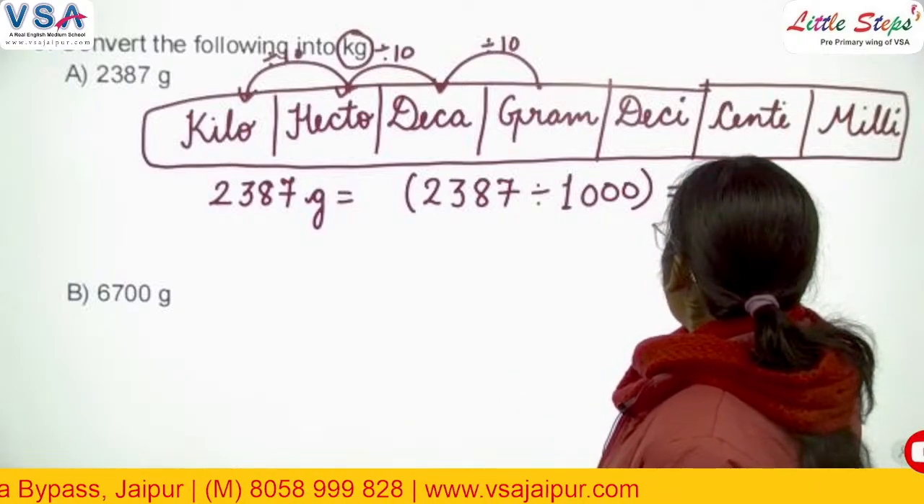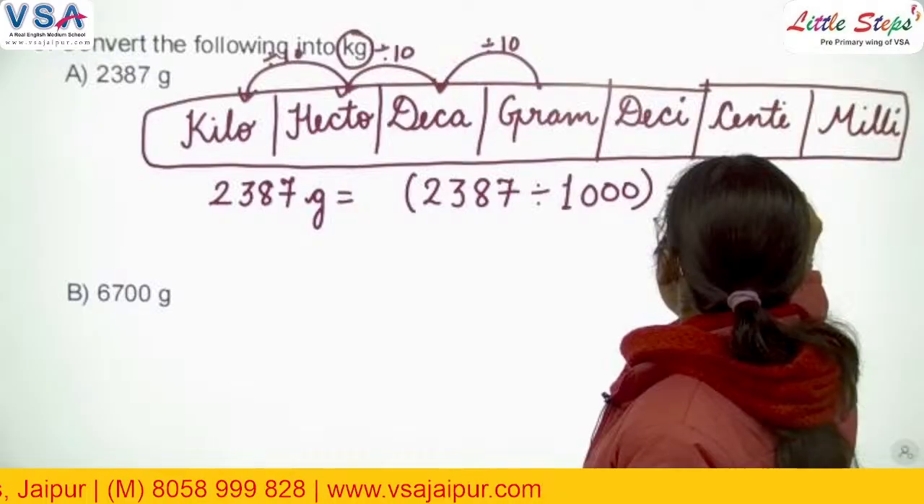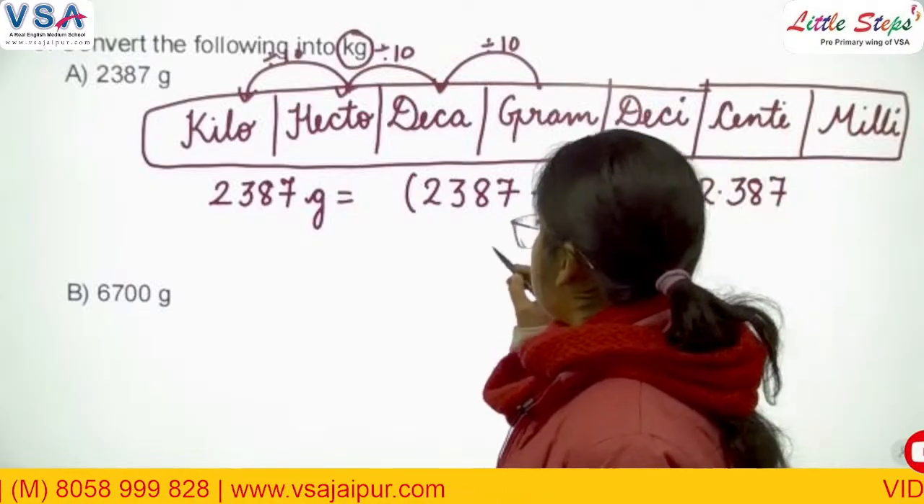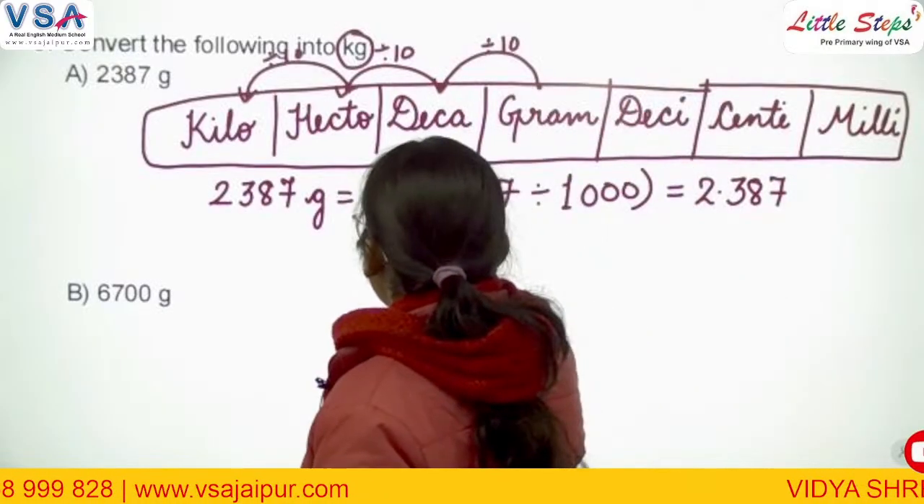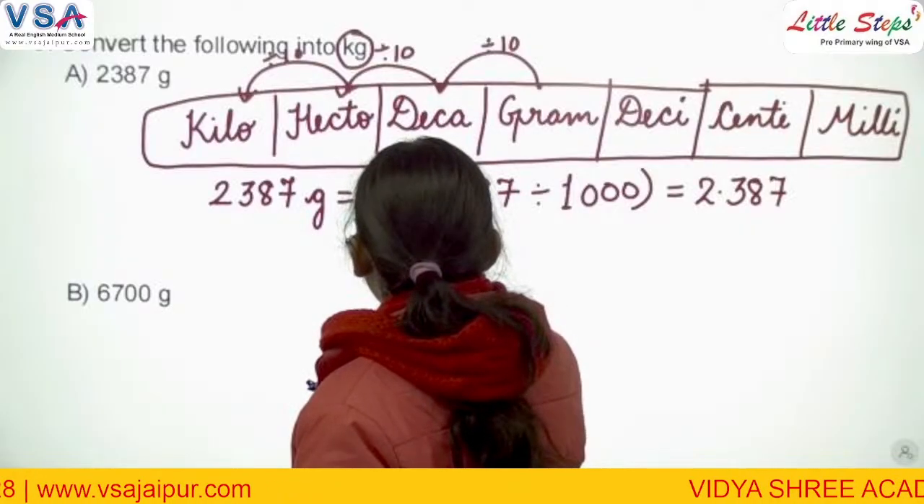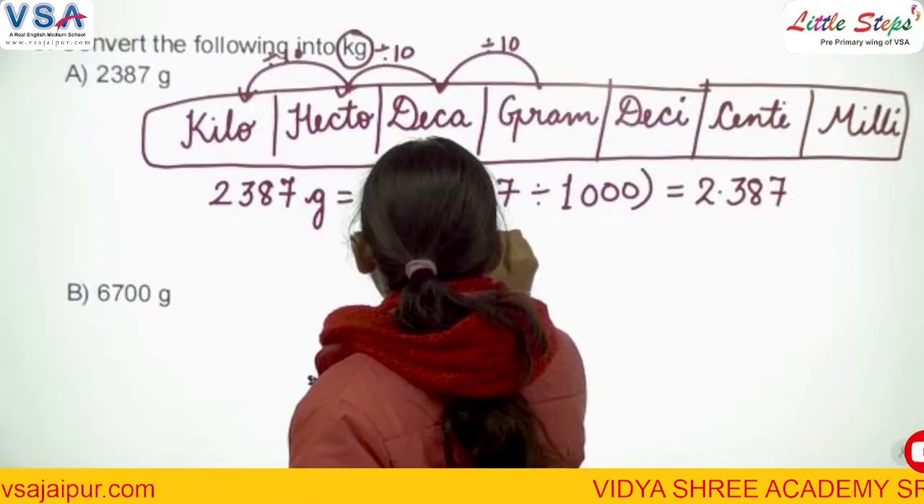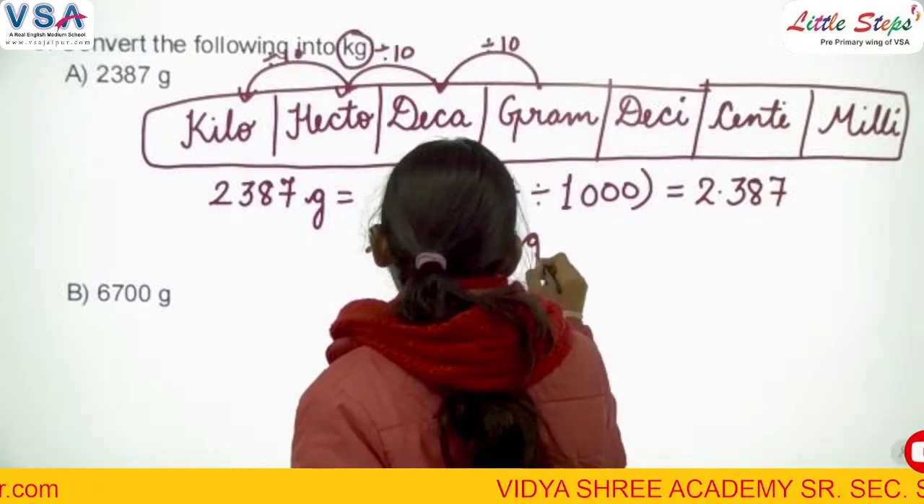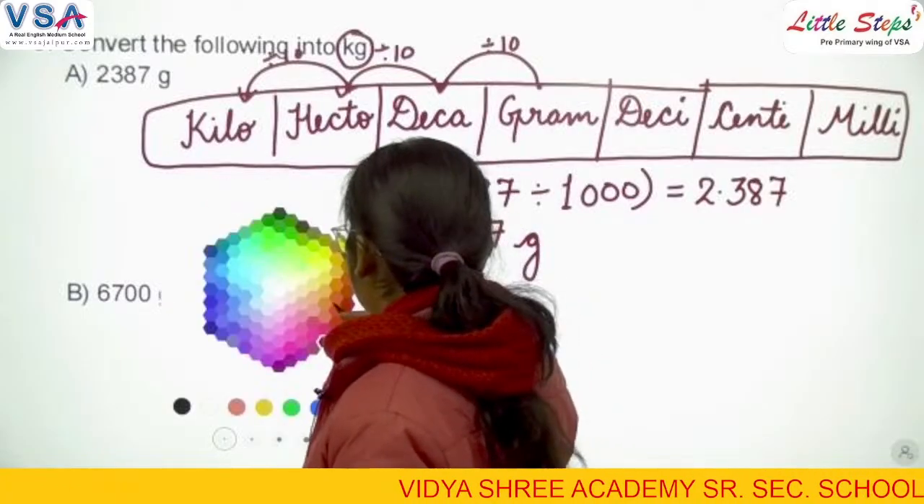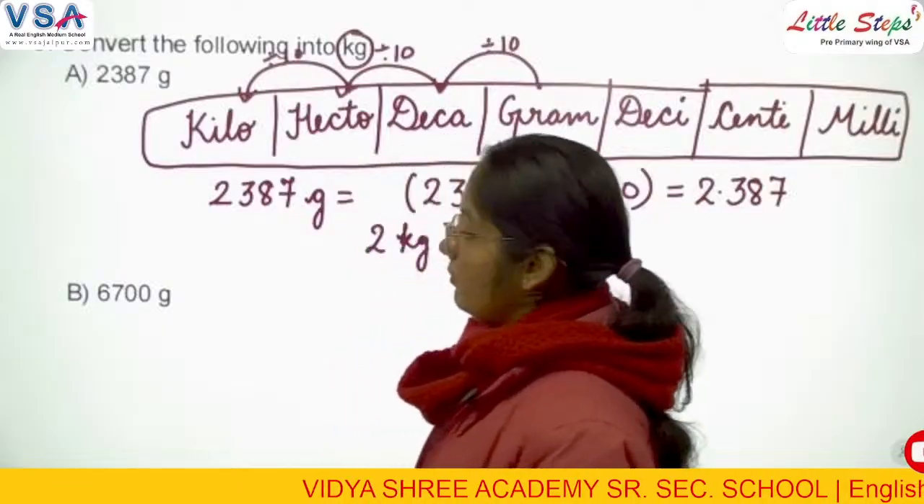It will be 2.387. And what does this signify? This signifies that it will be 2 kilograms 387 grams, right? This will be the answer. I hope I am clear.